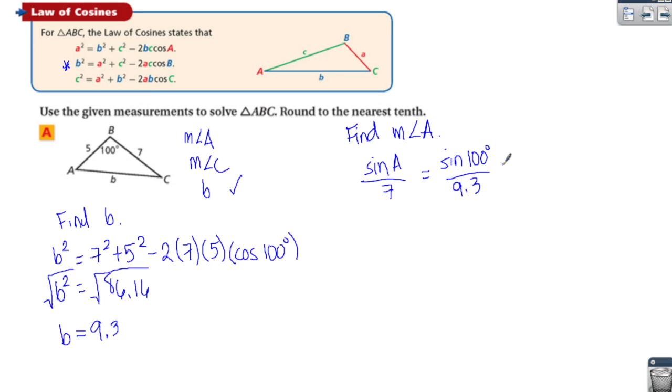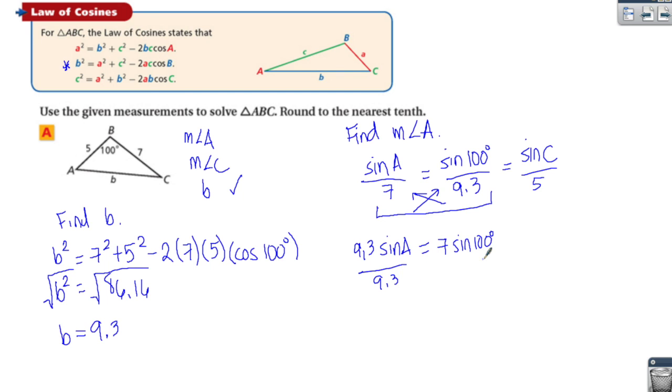And you can go ahead and complete the setup if you prefer. Then it would just say sine C, unknown angle measure, over the side length. But for now, our focus is to solve for angle A. So between the two fractions, we're going to cross multiply. So we'll get 9.3 sine of A, which is equal to 7 multiplied by sine of 100 degrees. And again, you ask yourself, what am I solving for? I'm solving for A, so let me isolate that by first dividing by 9.3. And when you do, you're going to get sine A equal to 7 multiplied by sine 100 degrees over 9.3.